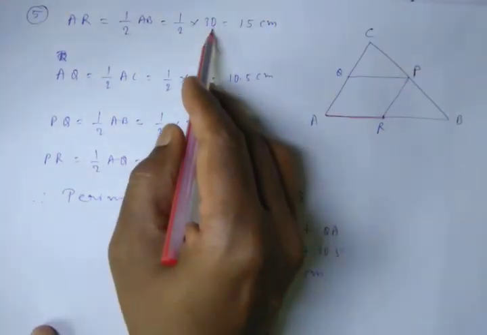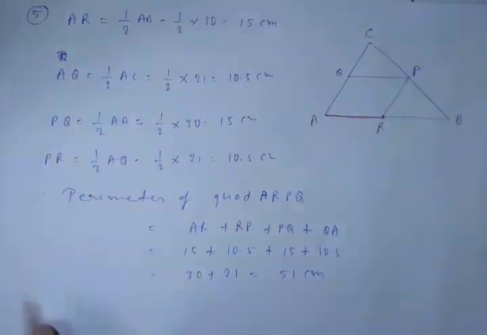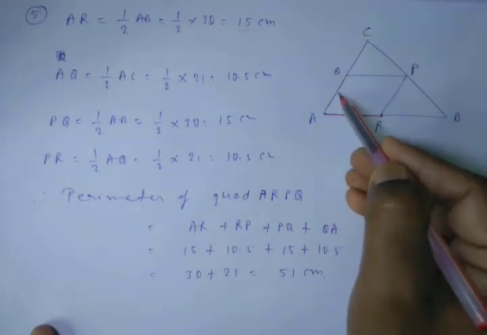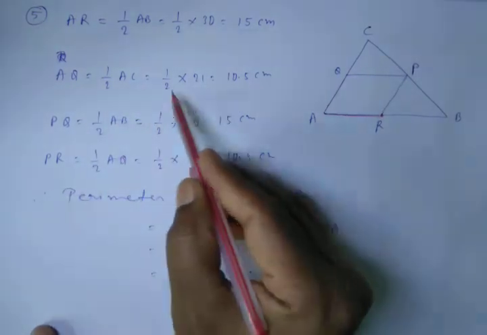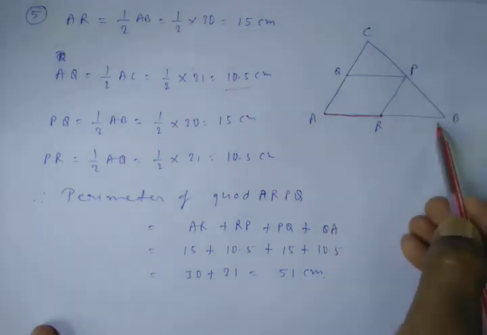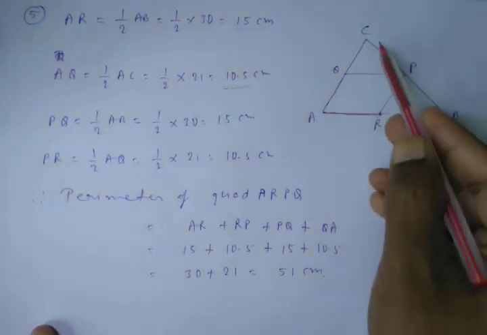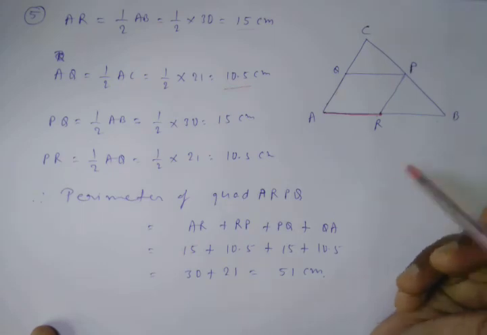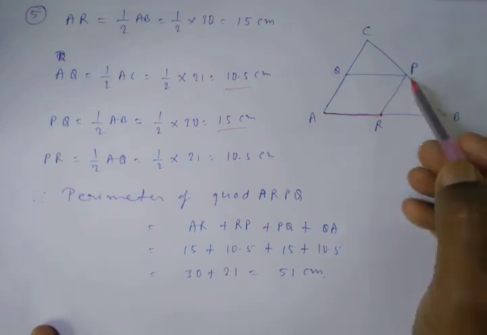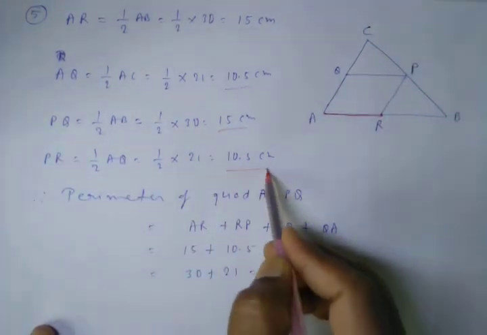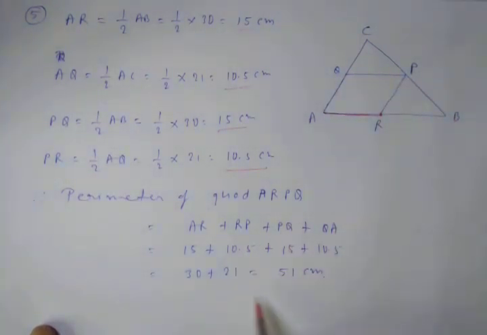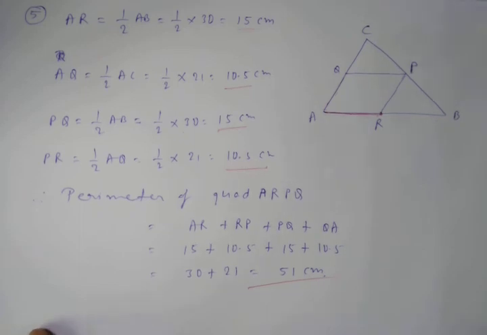AB is given as 30, so AR equal to half into 30, that is 15. Now we have found AR. Next AQ, again AQ is half of AC, so AQ equal to half into 21, that is 10.5. Next, QP is equal to half AB, because Q and P are the midpoints of AC and BC, therefore by the midpoint theorem QP equals half AB, that is 15. Similarly PR equals half AC, that is 10.5. Then the perimeter will be the sum of all four sides, and after adding, the answer will be 51 centimeter.